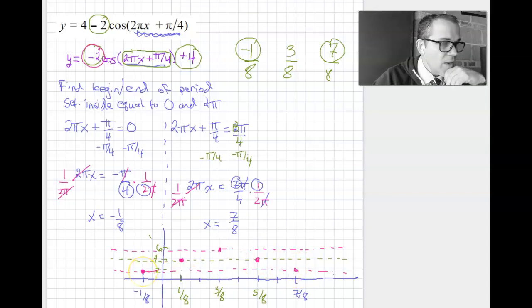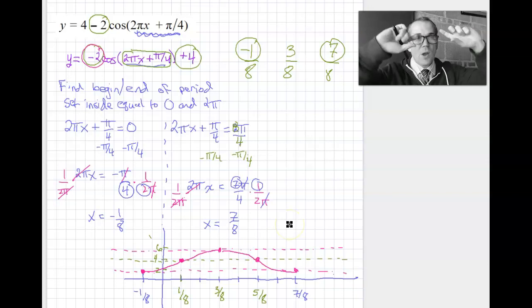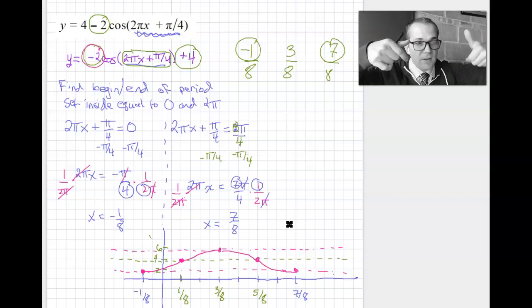This is concave up. This is concave down. This is concave down. This is concave up. We've taken the whole graph, we've shifted it over, we've moved it up, we've flipped it upside down. It's a lot. No one's going to feel like they know what they're doing. But you do know what you're doing.